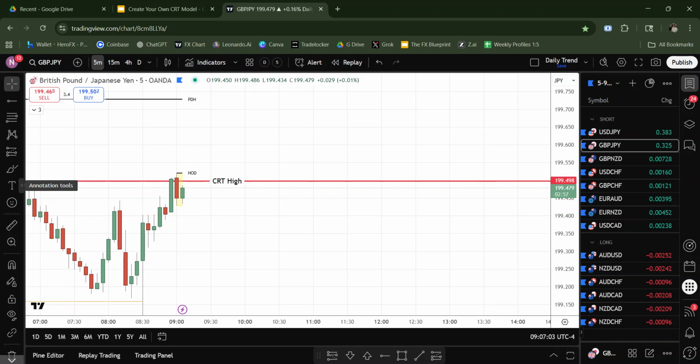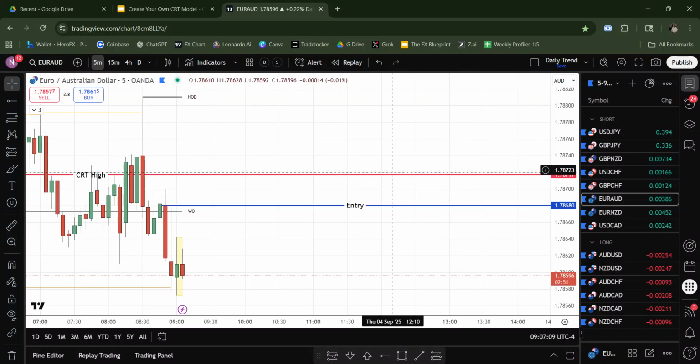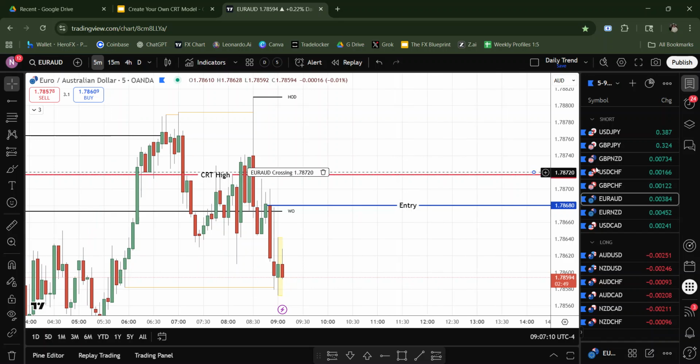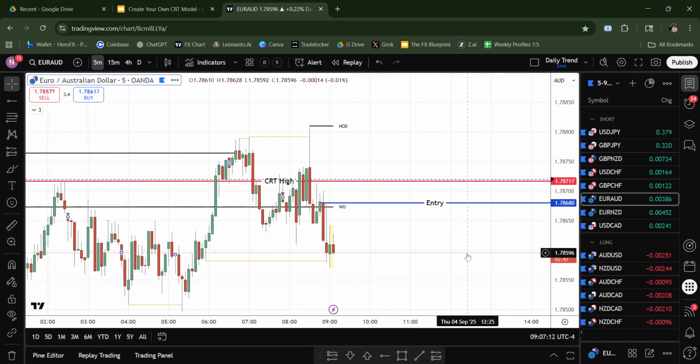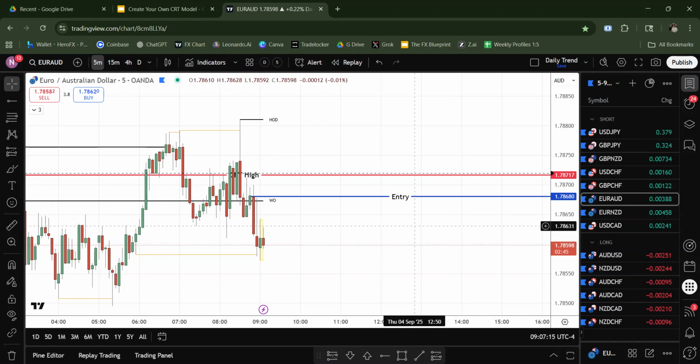So hope you enjoy that. I'm gonna keep on my Aussie New Zealand pair. I just like the price action on this. It's going down. I got a few entries on this one, so hopefully that will pan out. But that's all I got.